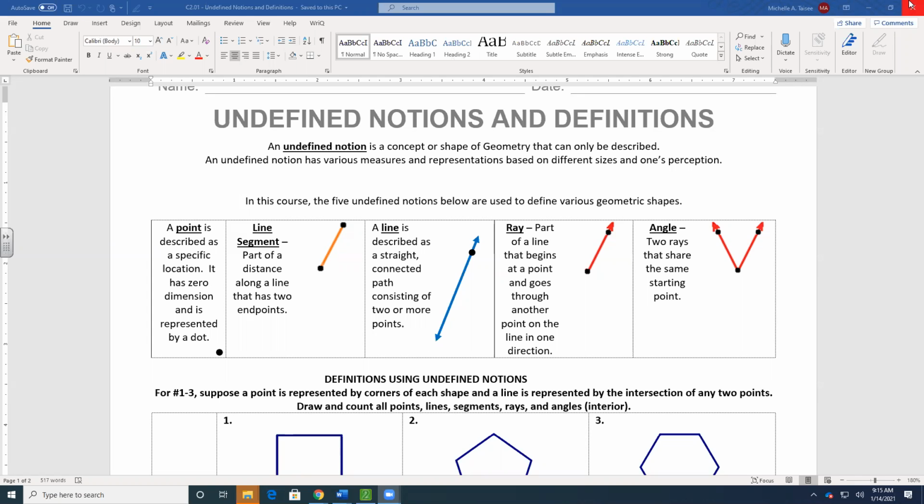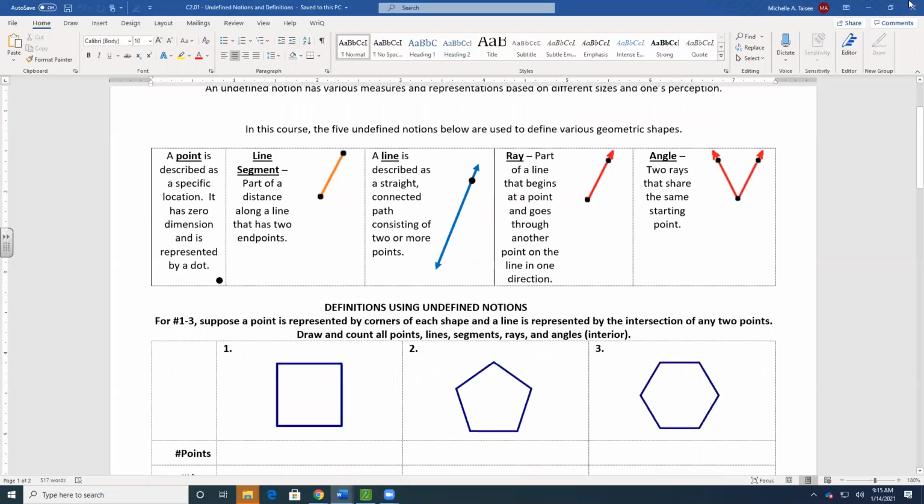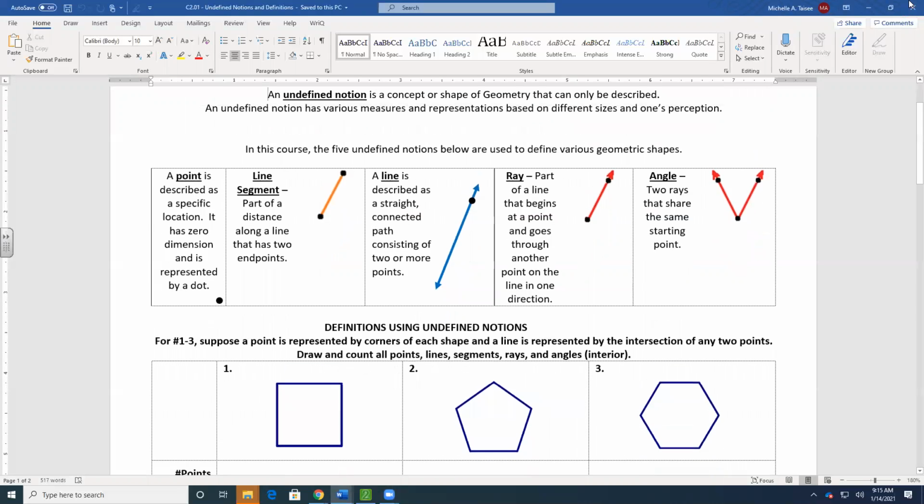What's a vertex? What's the side of a parallelogram, right? Those are undefined notions where I'm going to tell you what they are, and you're going to take my word for it. Most of these you should be familiar with already, but someone had to come up with a name for it. So we have a point, a line segment, a line, a ray, and an angle. Those are the 5 undefined notions that we use a lot.